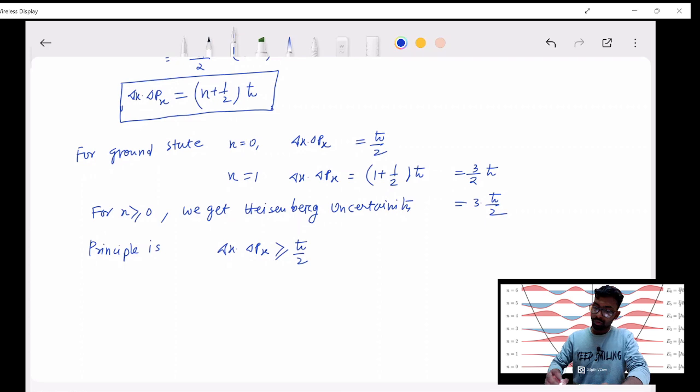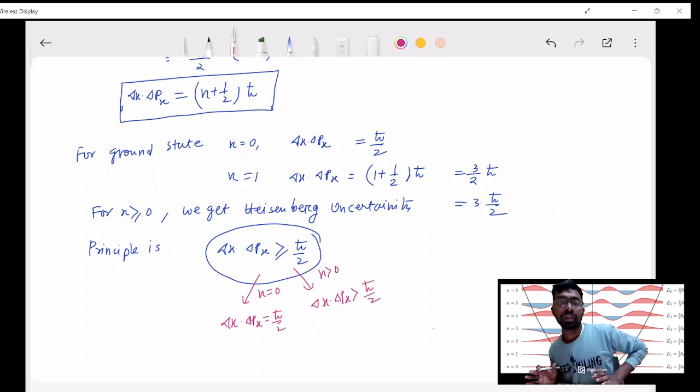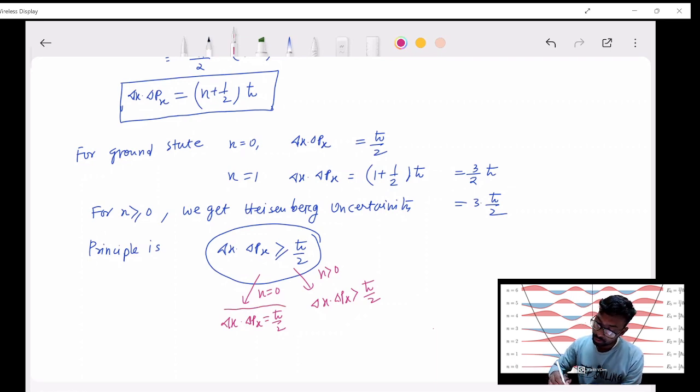For n greater than 0, actually we get two results from this equation. Delta x into delta px equals h cut by 2 for n equals 0, and for n greater than 0, this result is different. Just remember this result. This is a very important result. So delta x equal to delta p is valid for ground state only.